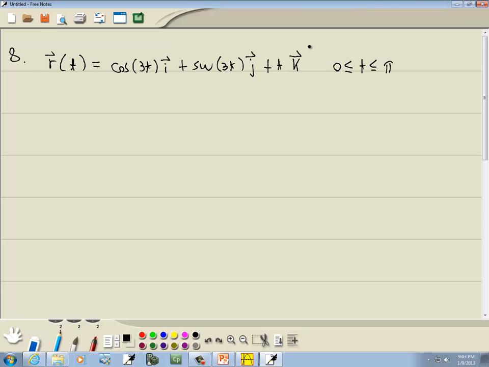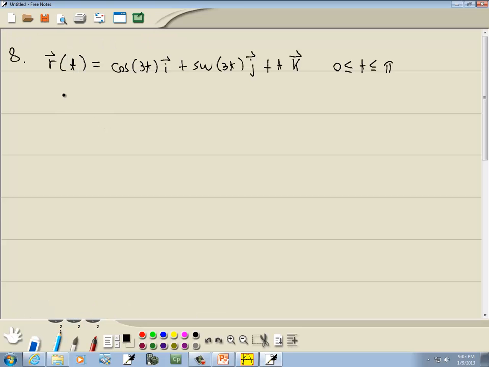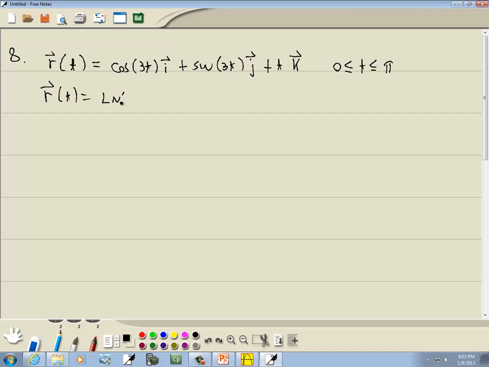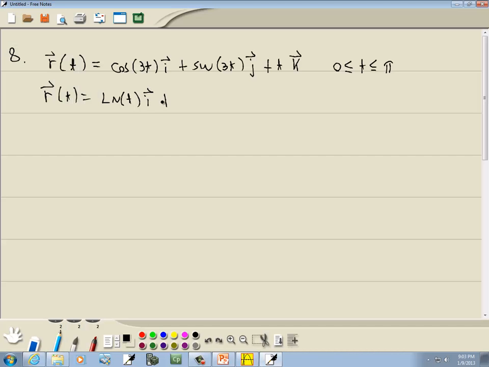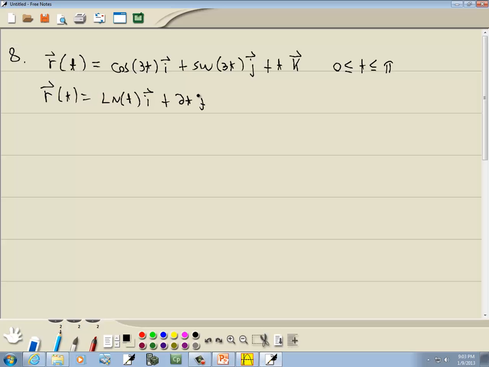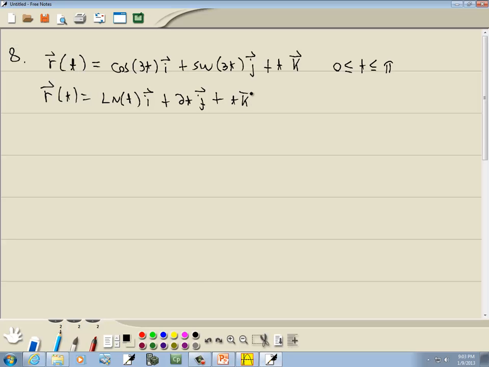There we go. And our other one, natural log of t i plus 2t j, plus t k, and t from 0 to 3.